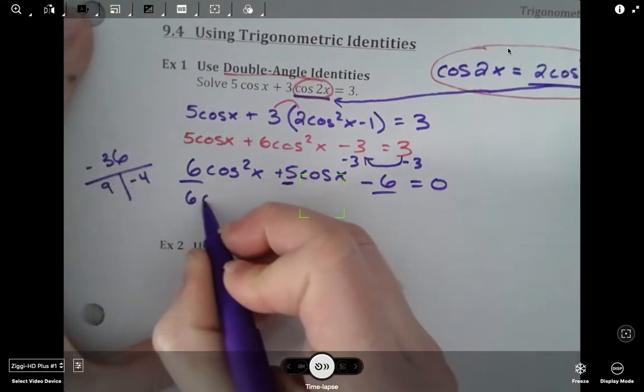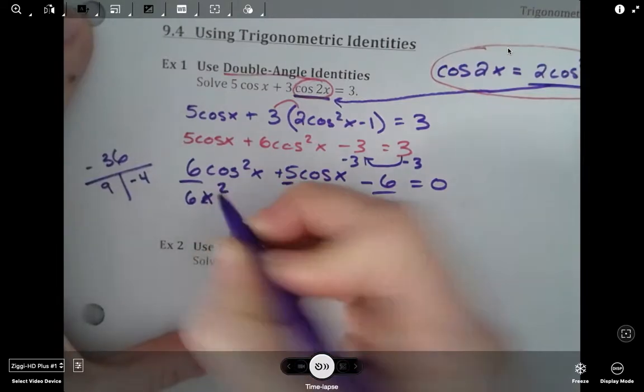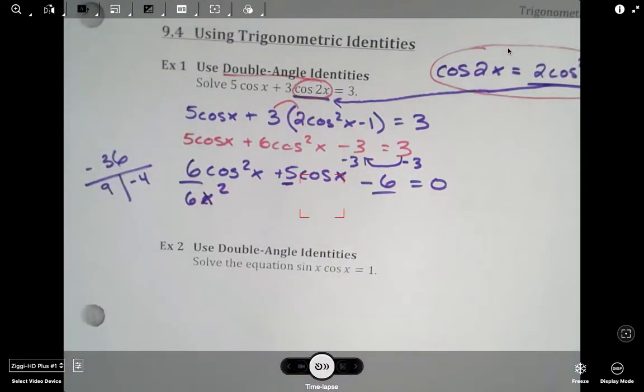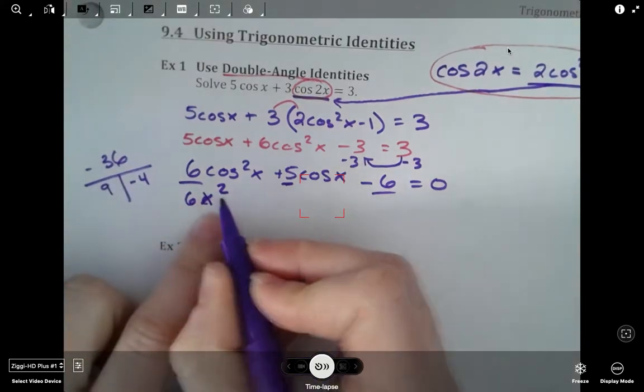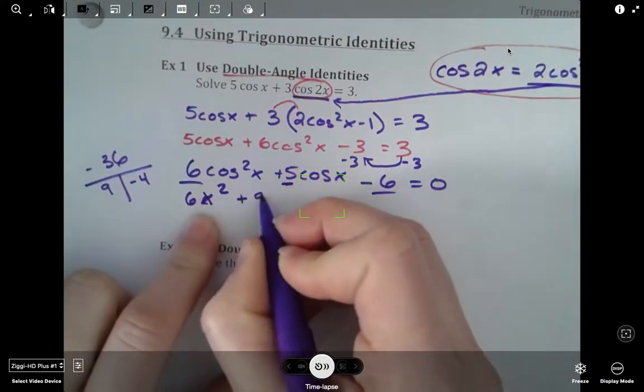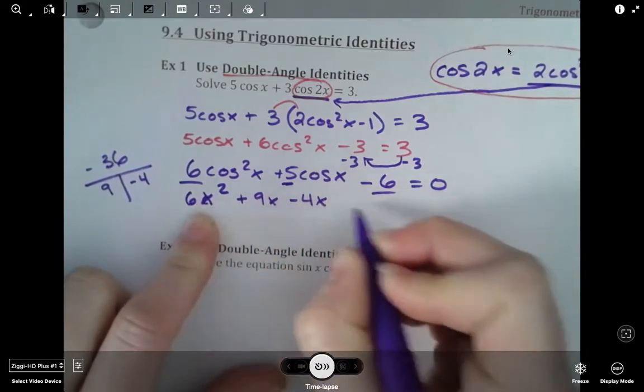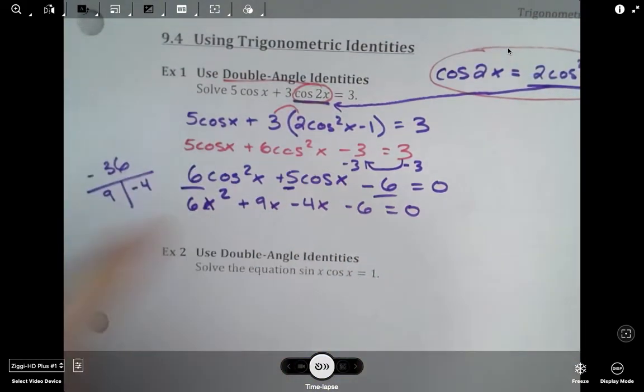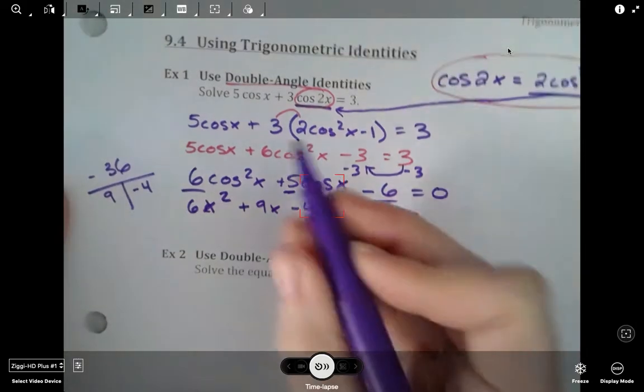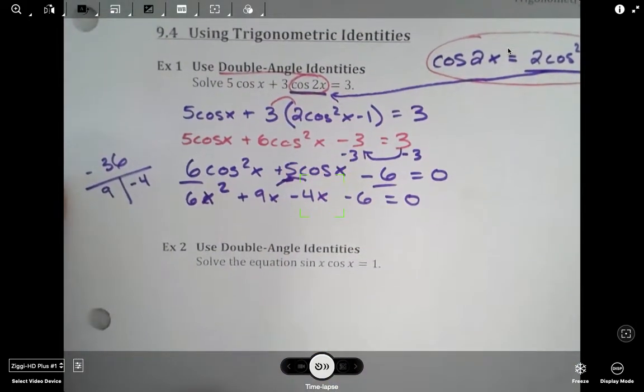Okay, so I'm just going to call this 6x squared. I'm going to switch these to x squared. Can I do that real quick? Because I don't like writing cosines over and over and over again. So I'm going to make that 6x squared plus 9x minus 4x minus 6 equals 0. Okay, we'll switch them back to cosines here in a minute. But these two pieces together make the 5, right? Okay, now what?